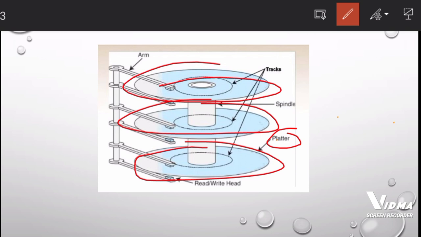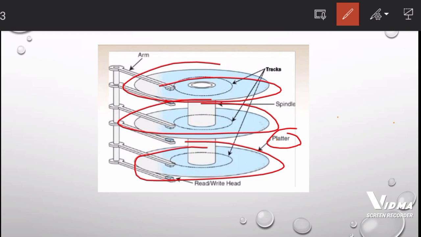In every platter there will be different tracks, and what will be inside every track? Sectors. First of all, you have to remember the hierarchy. The first term is platter. You can understand platters like CDs, which have a circular shape. You can say that after combining multiple CDs, one hard disk is made.